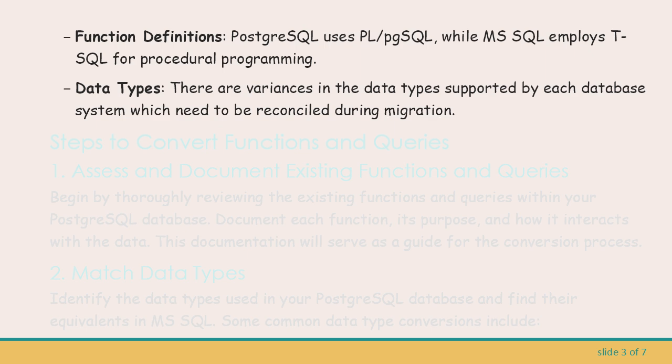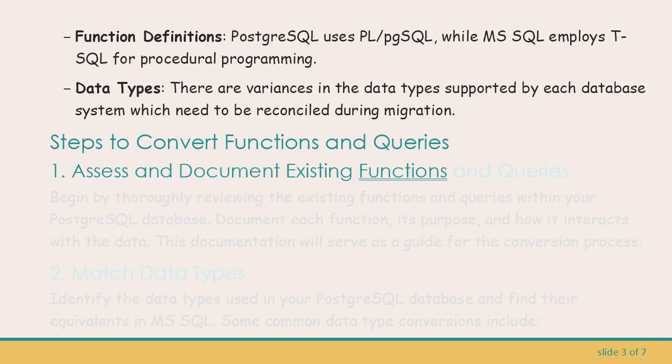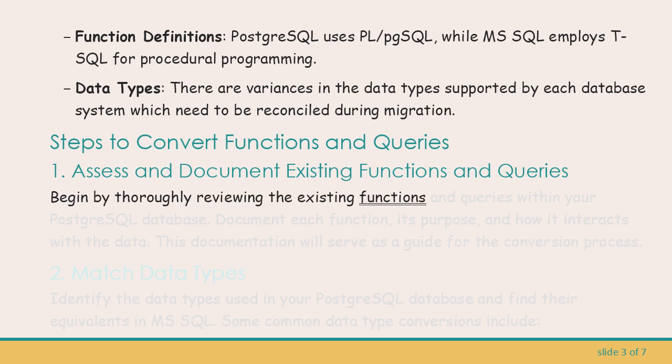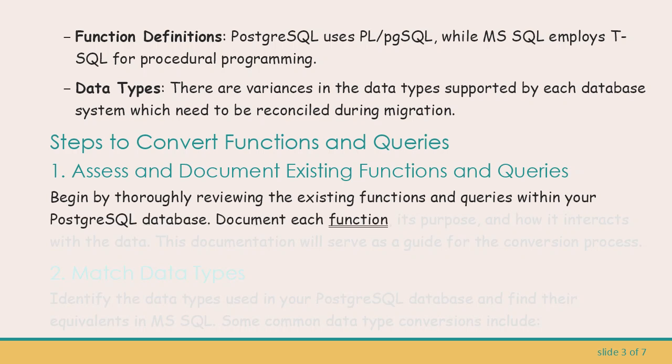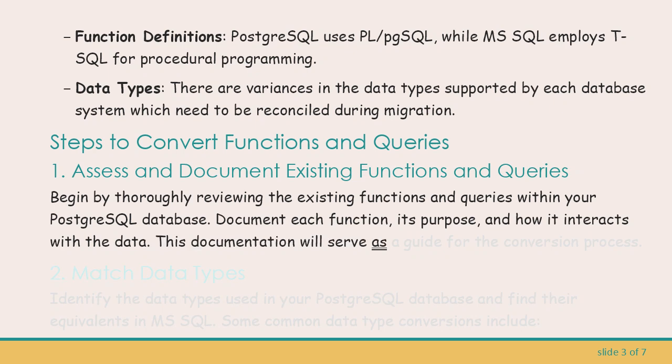Steps to convert functions and queries. 1. Assess and document existing functions and queries. Begin by thoroughly reviewing the existing functions and queries within your PostgreSQL database. Document each function, its purpose, and how it interacts with the data. This documentation will serve as a guide for the conversion process.